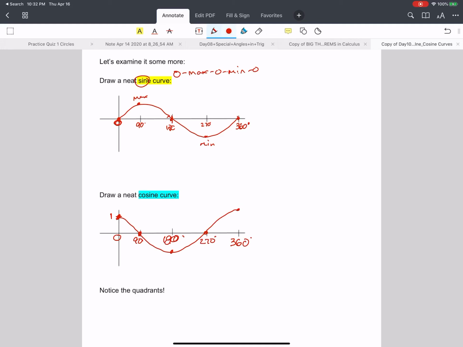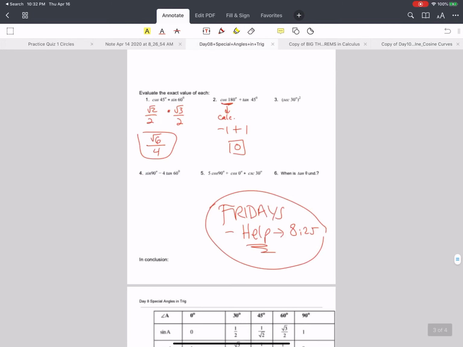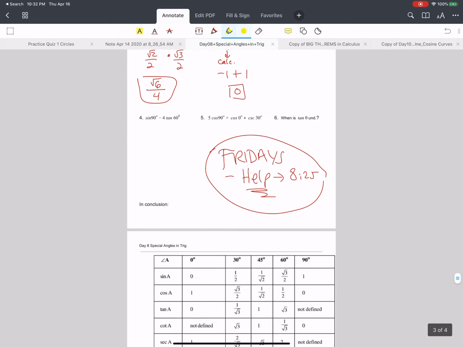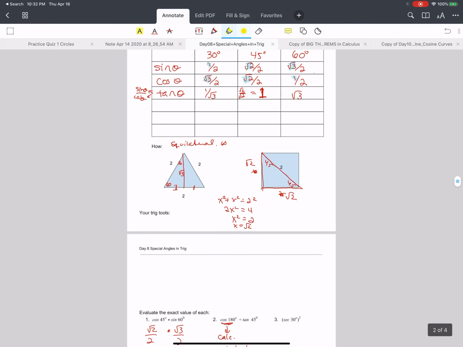Okay, now I want to take a moment, because math is just so beautiful, and I know you don't always want to admit it. Oh, what did I do? I went to the wrong thing. I'm going to have to fix this later.